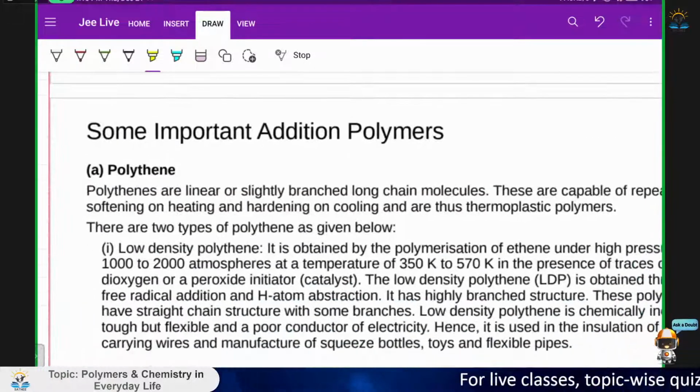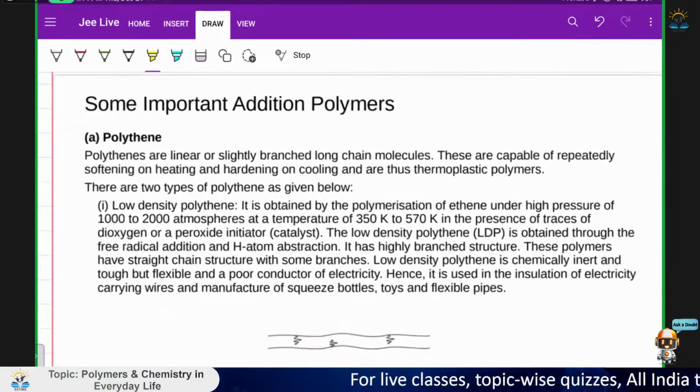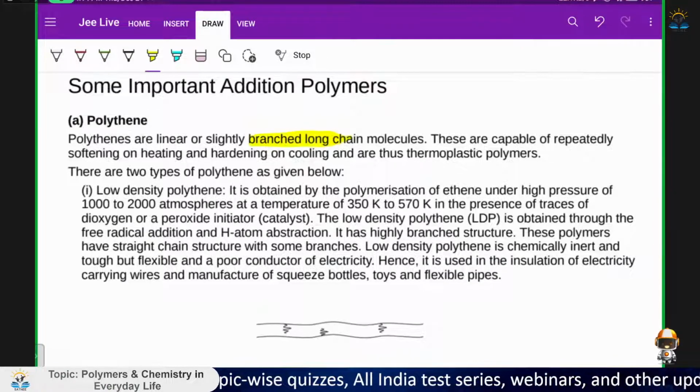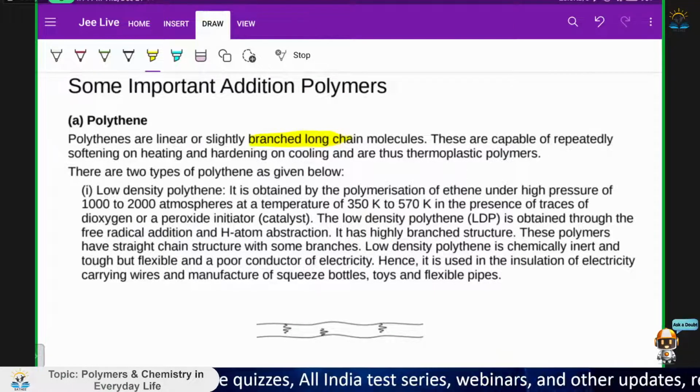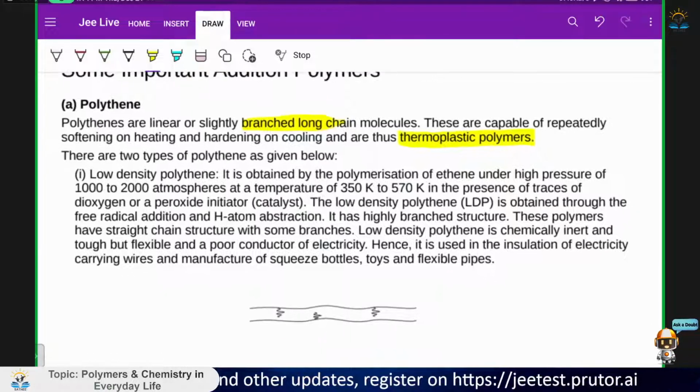Now we will discuss some important addition polymers. The first one, polythene. We already saw how polythene is formed. Polythenes are linear or slightly branched long chain molecules. These are capable of repeatedly softening on heating and hardening on cooling, and are thus thermoplastic polymers. So when we heat polythene, it gets soft, and on cooling, it again gets hardened. So such polymers are called thermoplastic polymers. So polythene is a thermoplastic polymer.